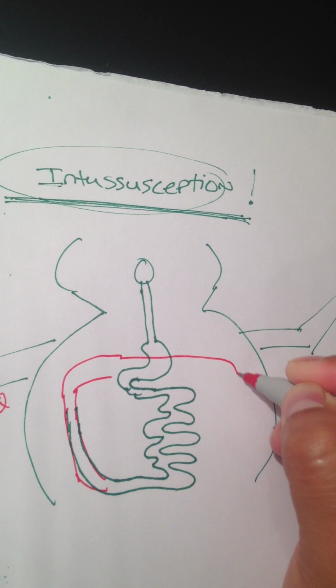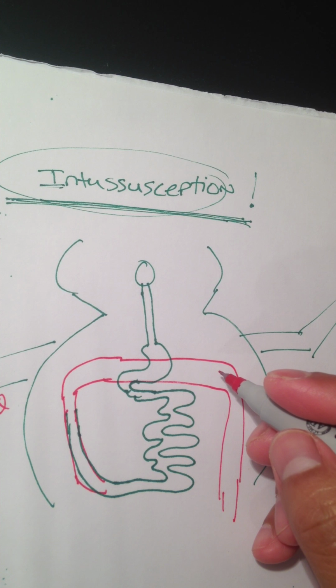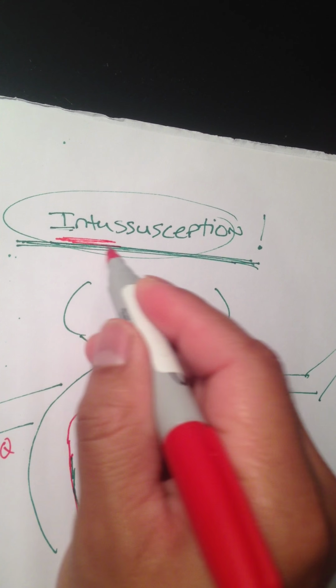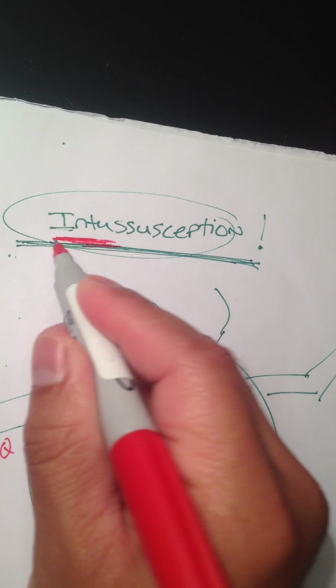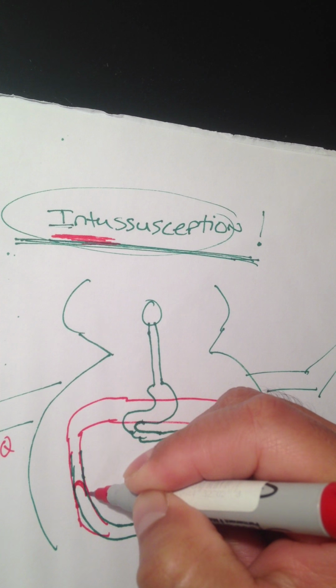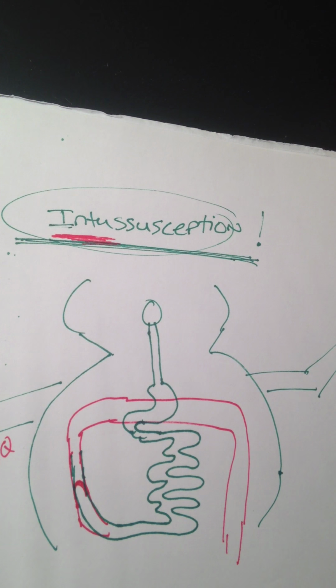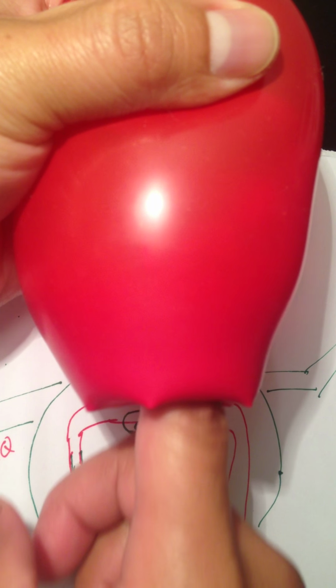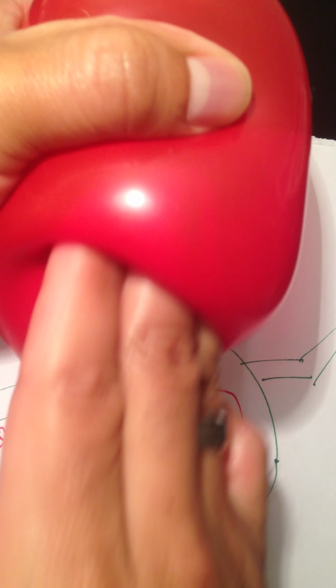Okay. Well, what intussusception is pretty much a folding of the bowel inside itself into itself. Okay, that's one way to remember intussusception. The bowel is going to go into itself, so it's going to come inside here. Well, let me just show you with the balloon here. So in intussusception, again, the bowel is going to go into itself, similar to this action here.